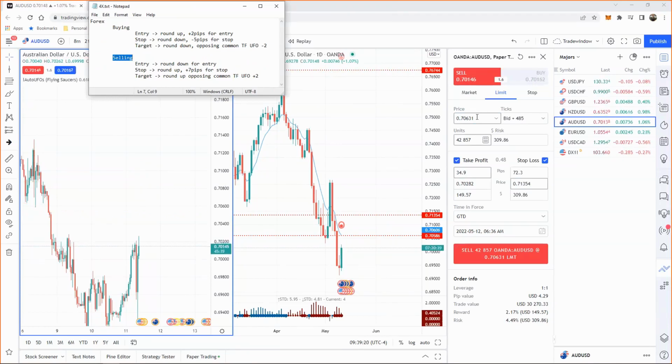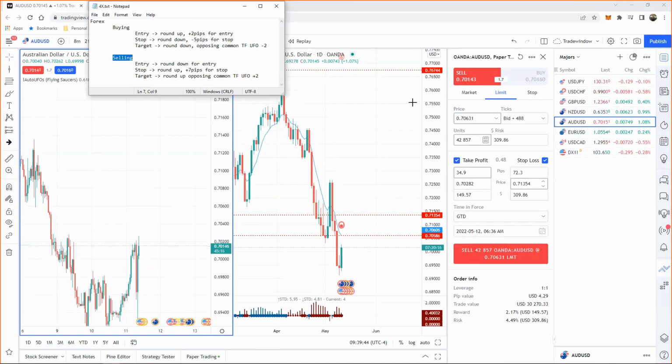So rounding down, this is going to be 0.7063. That's the rounding down part. The stop is going to be rounded up, so it's going to be 7136. And we're going to add 7 pips on top of it. So that's going to be 7141 will be the price.